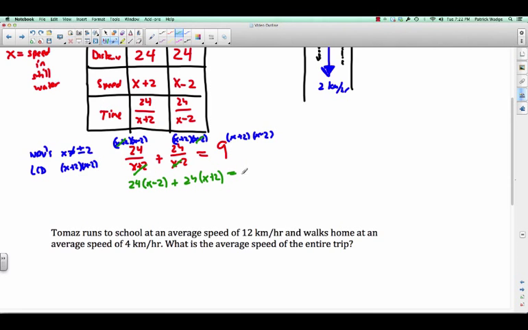And nothing cancels here. You're left with 9 times x plus 2 times x minus 2. Yuck, got quite a bit to do here. So mountains here, 24x minus 48. Mountains here, 24x plus 48 equals... you can do this in any order you want. Probably most people will do mountains here.